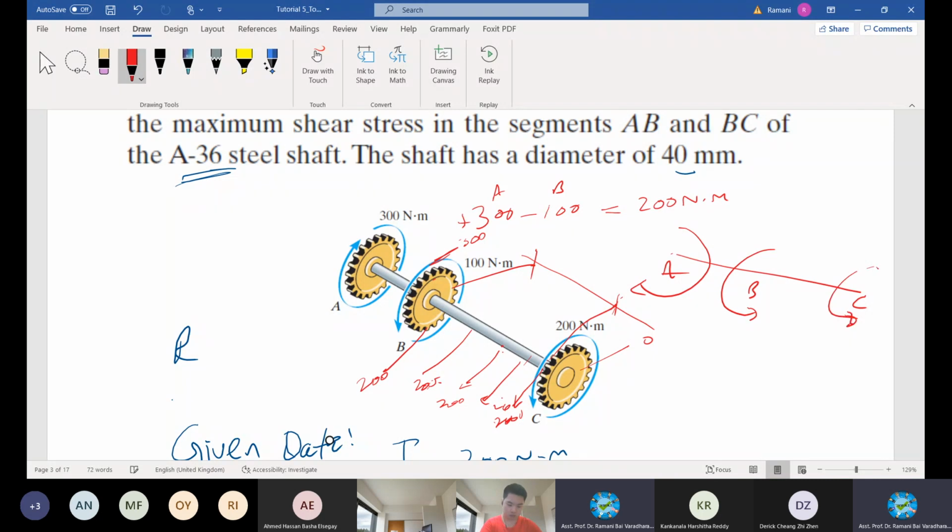At this point it is 300. At this point it is 100. At this point it is 200. Imagine they are twisted to these values, 300, 100, and 200 newton meter. At this point it is 300. Started with that, it will distribute; immediately after the wheel, it will start distributing the torsional moment.